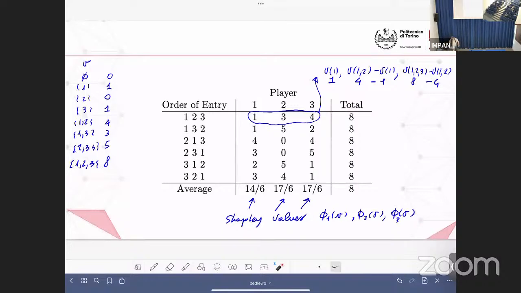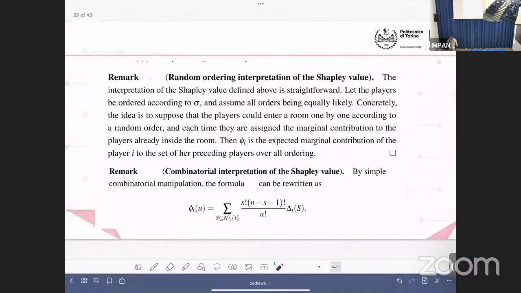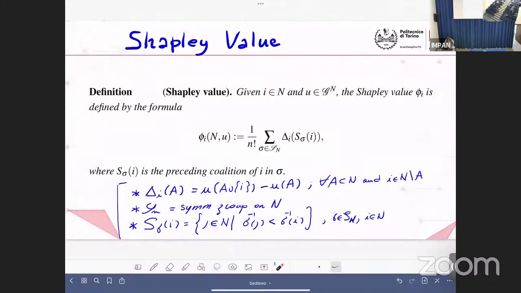Okay, problem with this. First problem is here: this formula is nasty. It's gigantic if n is big enough. If you work with generated data, you have 10,000 players. To write down and compute that is practically impossible. There are approximated versions of this.